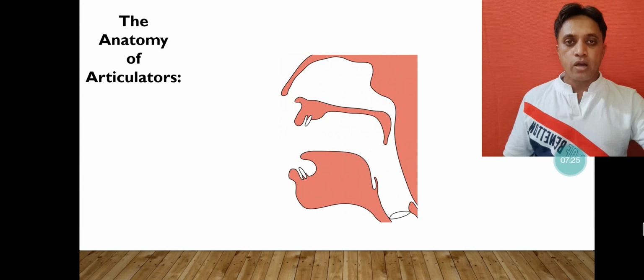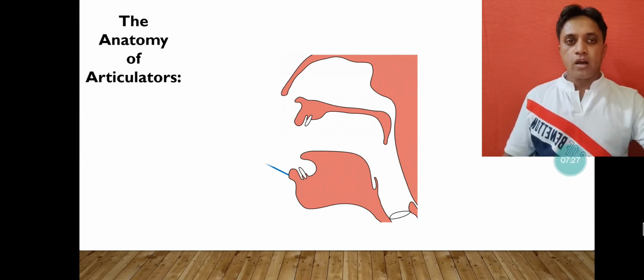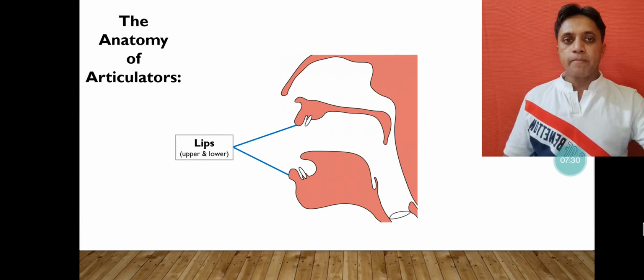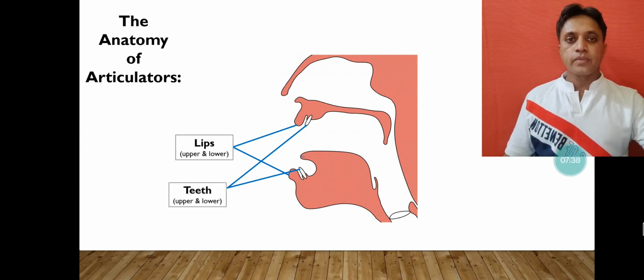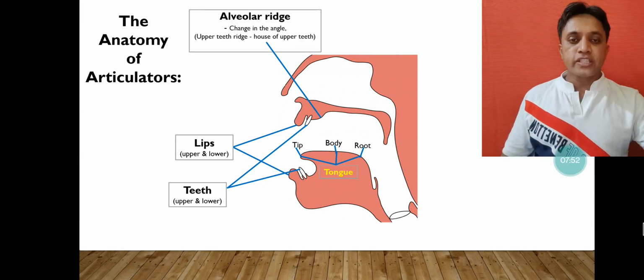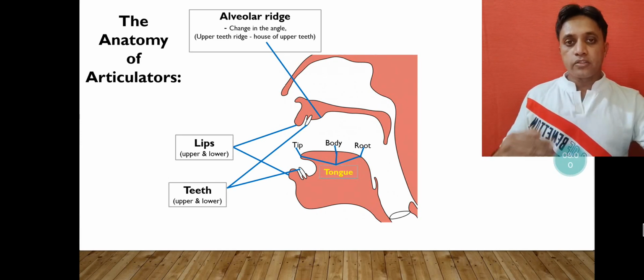Let's check each part. The first articulators are lips, the upper lip and lower lip. The next are the teeth, again, the upper teeth and lower teeth. The next is the tongue. It has 3 parts: tip, body, and root. Then comes the alveolar ridge, the change in the angle, the hard area just behind the upper front teeth, and so it is called the upper teeth ridge or the house of upper teeth.